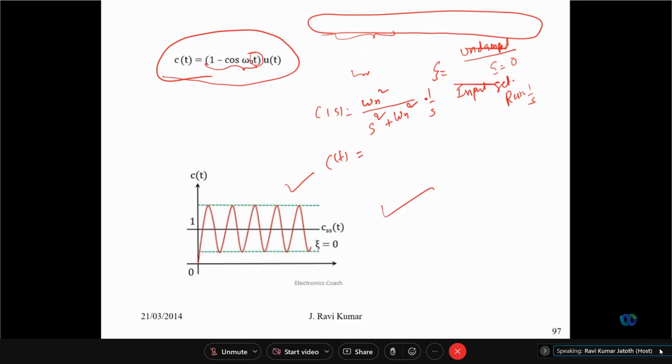Okay. So the conclusion is, when the system is undamped, or when zeta is equal to 0, and if the input is a step signal, the system will always oscillate with its natural undamped frequency. Understood? Is this understood?